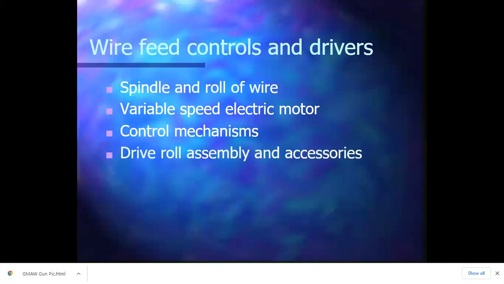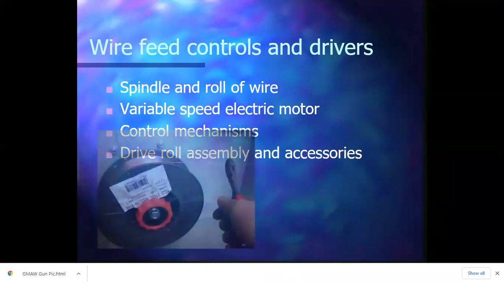So we have a drive roll assembly. We need to get that wire out the end of the gun, so we have the variable speed electric motor, and attached to that motor is the drive roll assembly and accessories. We feed the wire through these little rollers that press on the wire, creating pressure, and they spin because they're driven by the electric motor. That pushes the wire down the hose, all the way out the end to our contact tip, where it gets energized. And then if we're welding, it's going to weld from there.